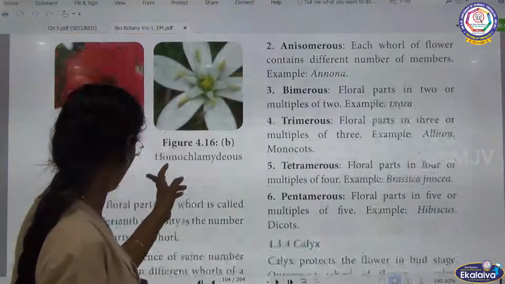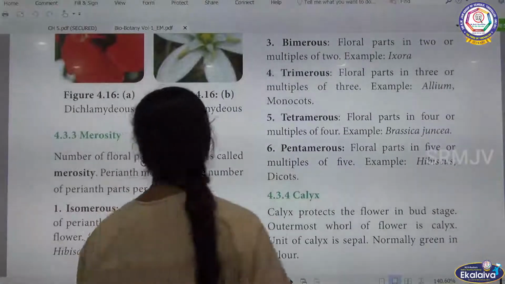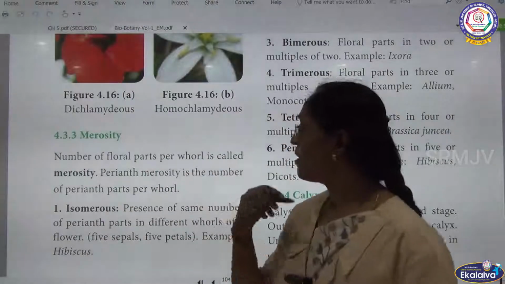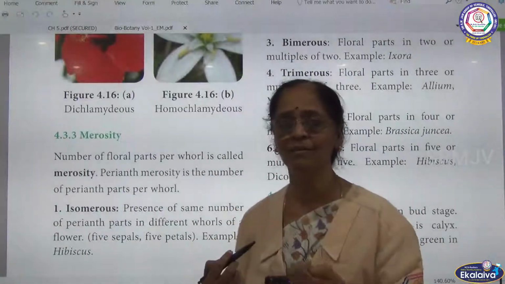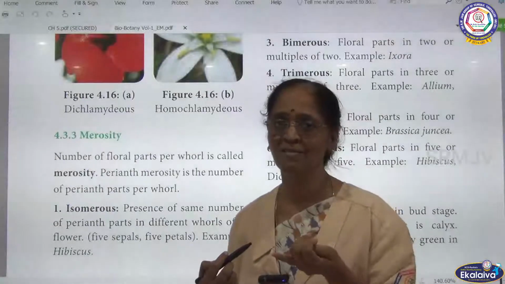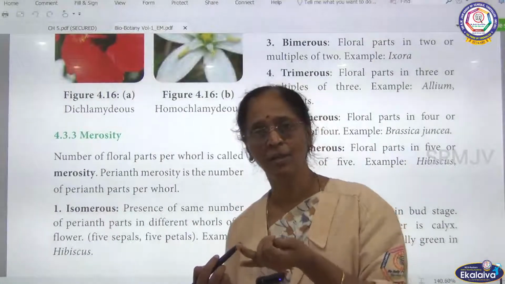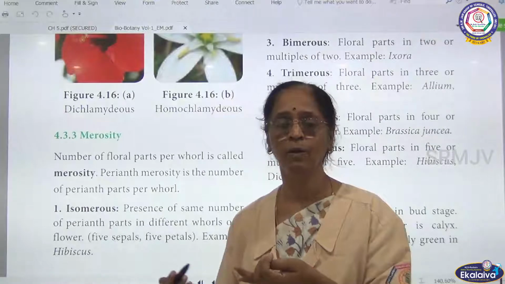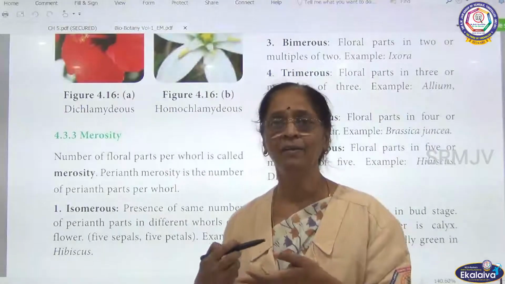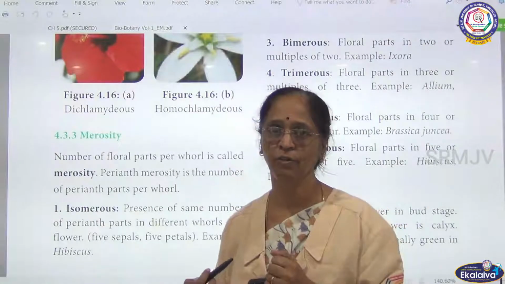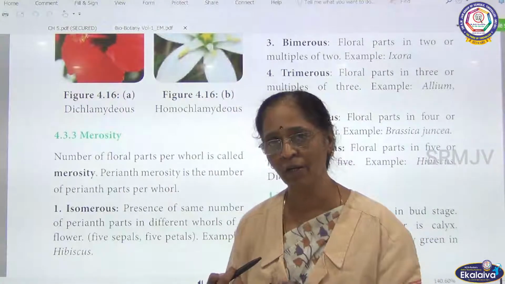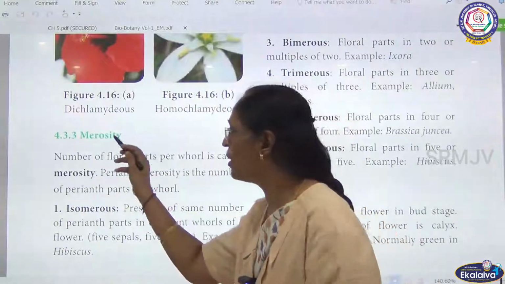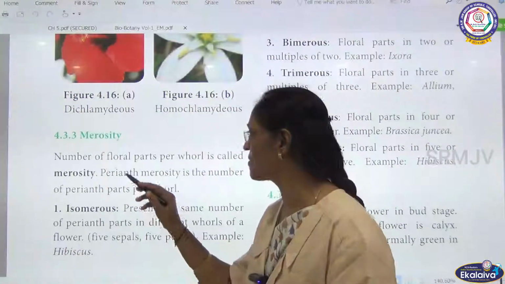Now, here we will talk about this. How many floral parts are there in a whorl? You said that the flower has 4 whorls. That is, the outer whorl is called the calyx. The inner whorl is called the corolla, then androecium and gynoecium. And how many members are there in these floral whorls? Based on that, you call it merosity.